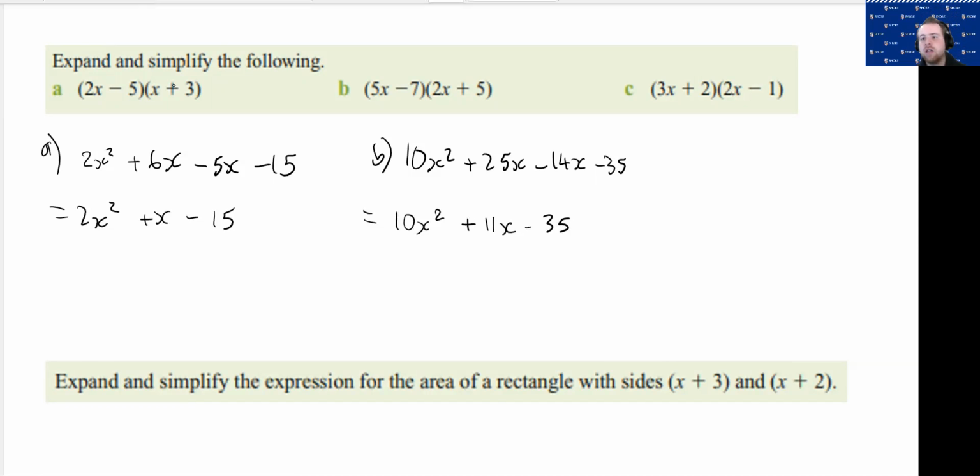Okay, have a go at C yourself. See if you can work it out. Pause the video, do it, and then check your answer. Okay, let's run through it now.